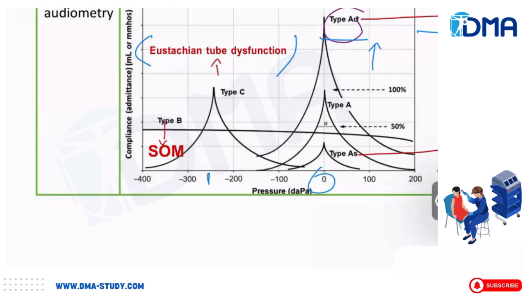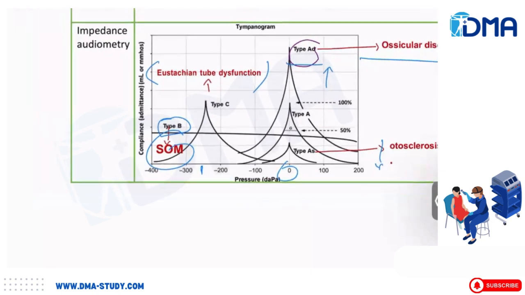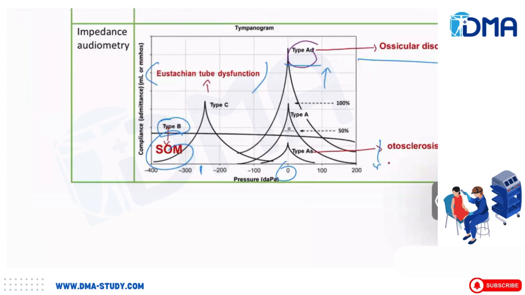Then, if the middle ear is completely filled with water like SOM, I have shown you the image and all. The middle ear filled with air bubbles and water is called SOM or serous otitis media or secretory otitis media or otitis media with effusion. All these are one and the same. So in SOM there will be a flat curve, because the entire middle ear is filled with only water. So the flat curve is seen in SOM or serous otitis media.